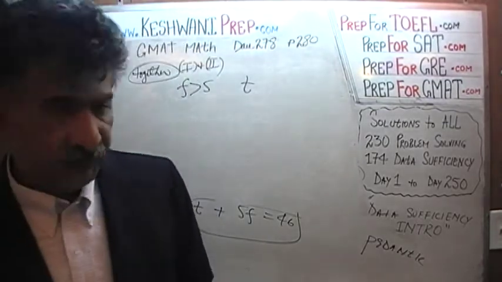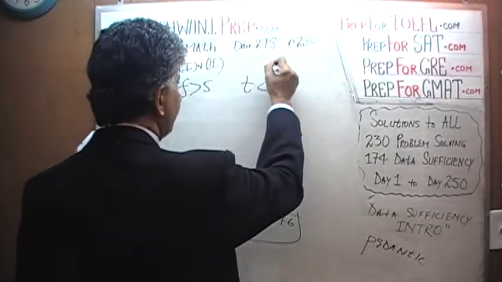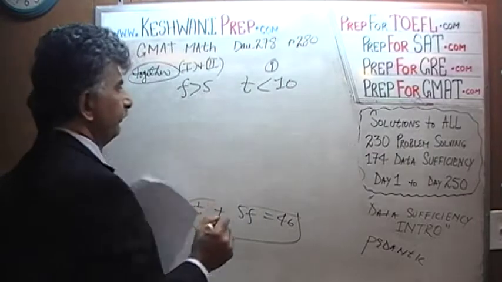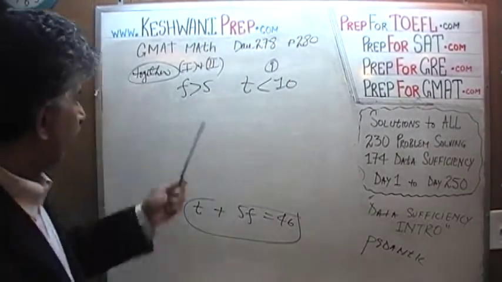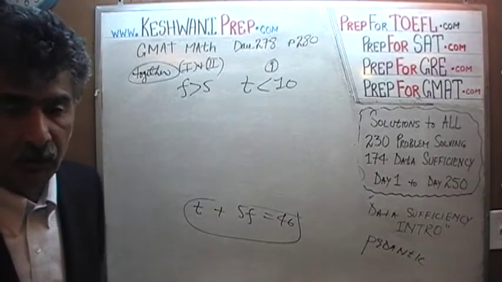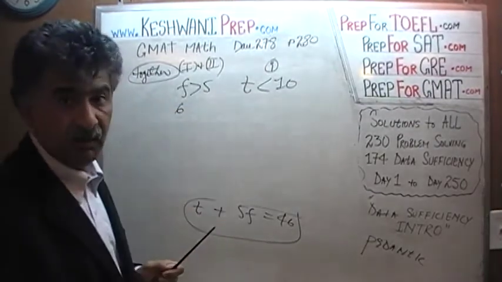The first statement tells us that T is less than 10. This is from the first statement, and this is from the problem. Let's see what we can do. Since F is more than 5, we're going to start playing with it. That's all it is. Just start playing with it. Since it's more than 5, let's pretend F is 6.